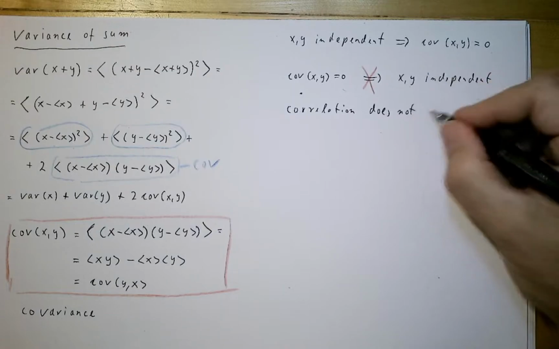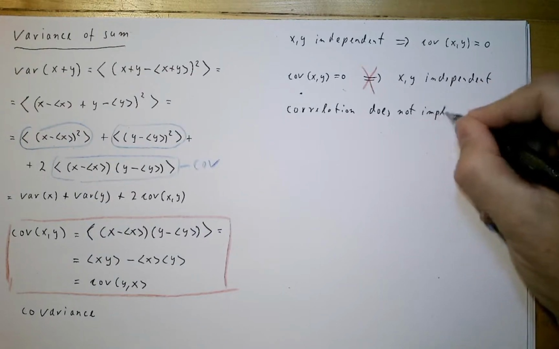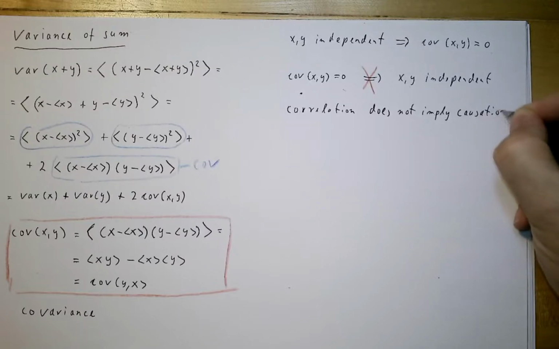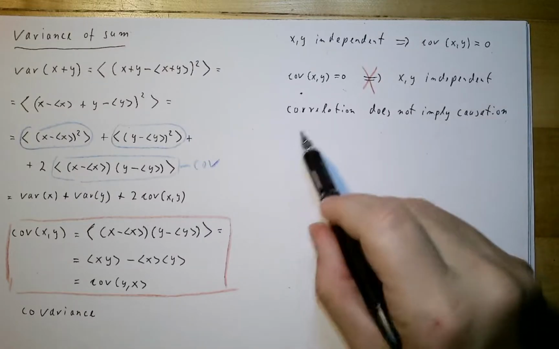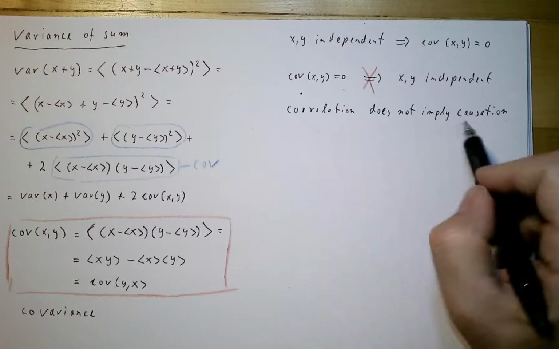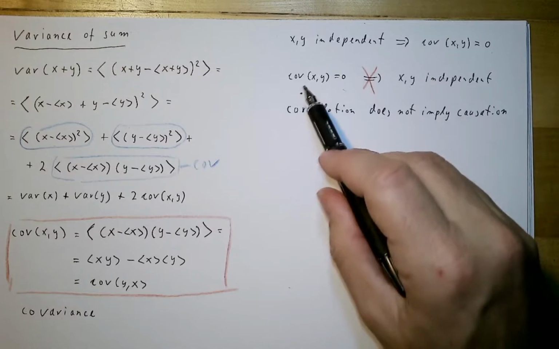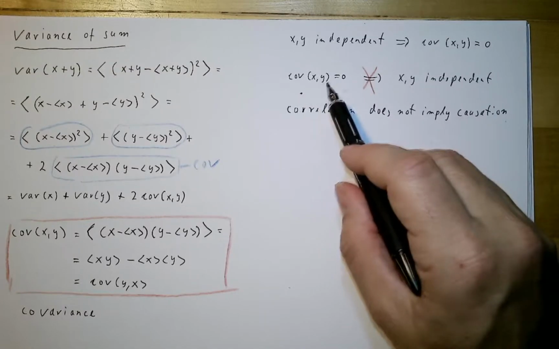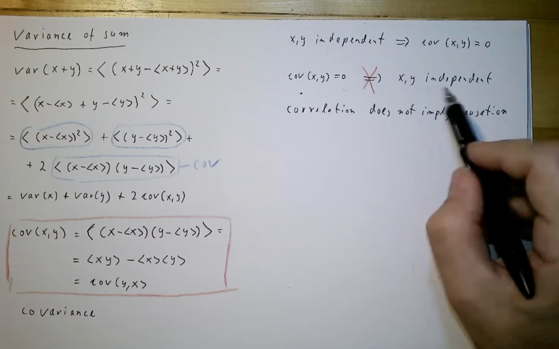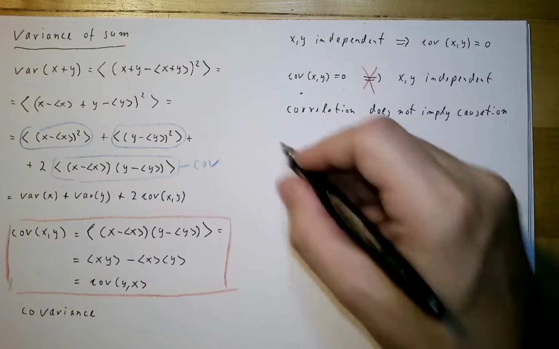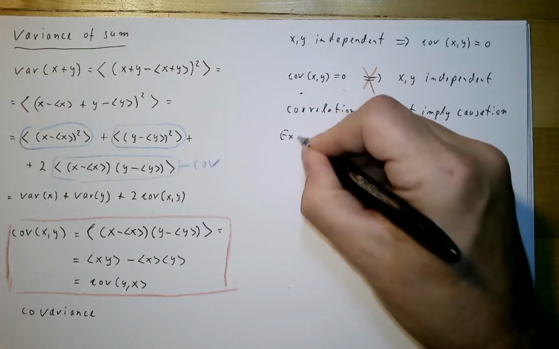does not imply causation. So if two things are correlated, we don't know that they're really mechanistically connected, or if two things are not covariant, we don't know that they're independent. Let's give you an example.